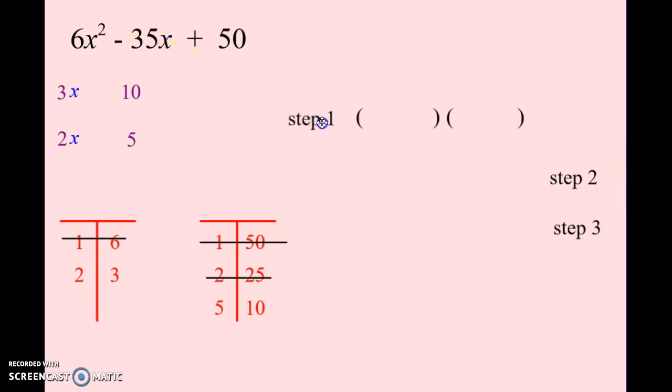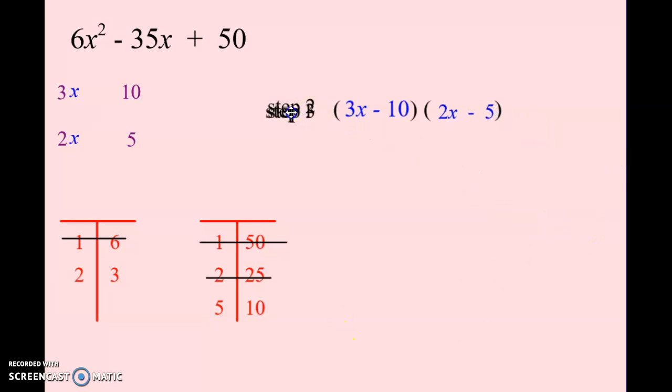So step 1, I'm going to use my parentheses as I usually do. Step 2 is going to be 3x minus 10. And step 3, my second binomial is going to be 2x minus 5.